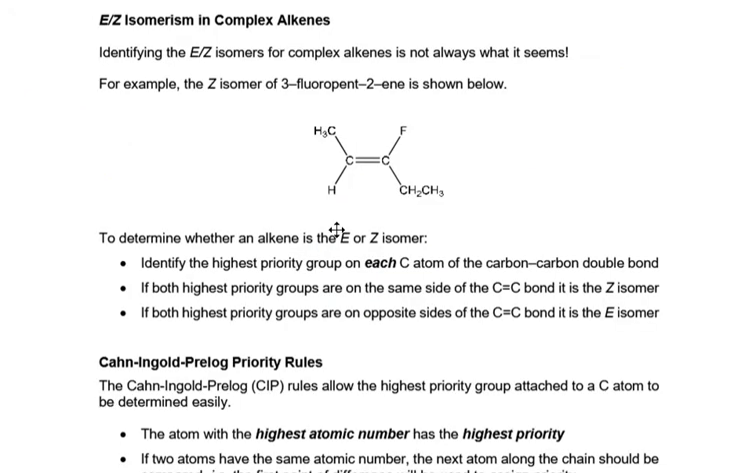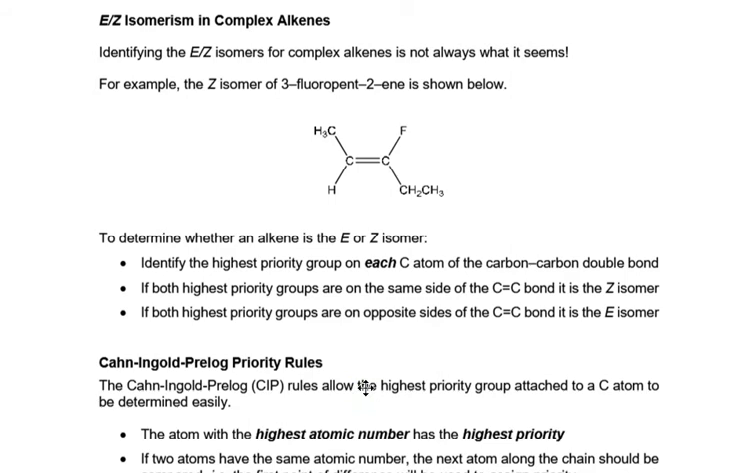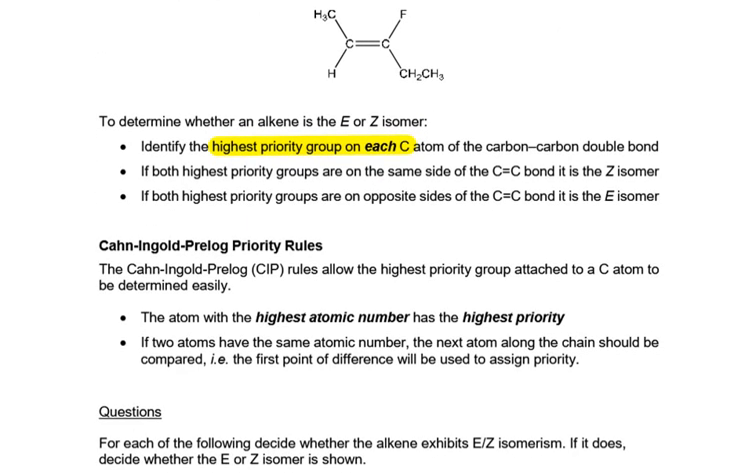We're just going to recap again on our Cahn-Ingold-Prelog, or CIP, rules for assigning E and Z. Once we know that something has E/Z isomerism, how do we decide whether it is the E or the Z? So rule number 1 is identify the highest priority group on each carbon, and remember that the highest priority group is the group where the atom with the highest atomic number is. So the highest priority group is the atom with the highest atomic number.